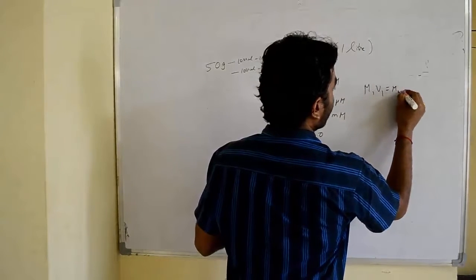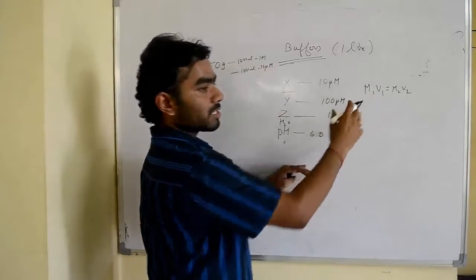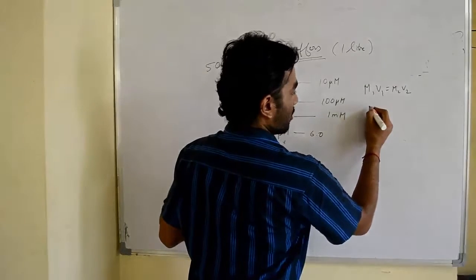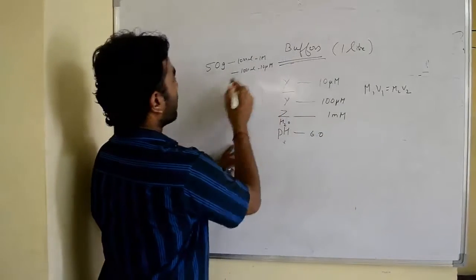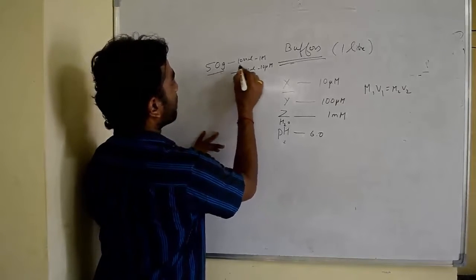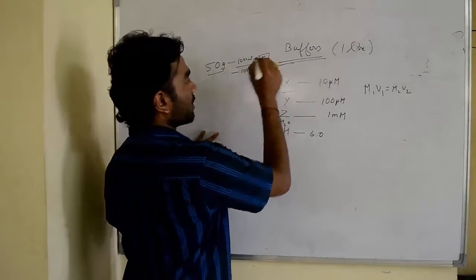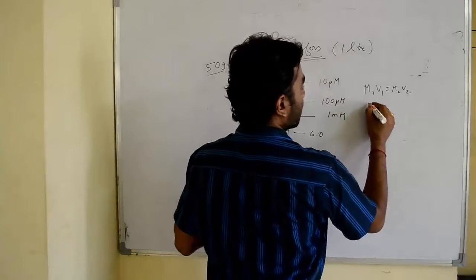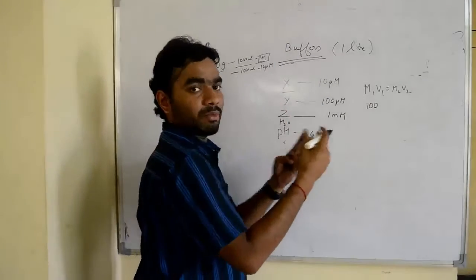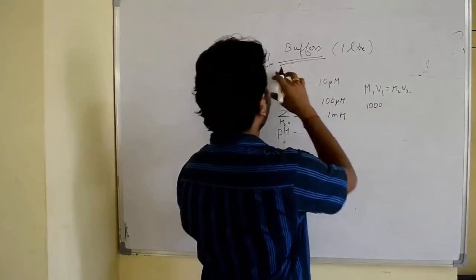M1V1 is equal to M2V2. Here M1 is the concentration which you have. Imagine it is a stock. I prepared this one as a stock here. So for example, I took 50 grams in 1000 ml. I got 1 molarity, and this is my stock solution, and I need 10 micromolarity. So I'm making it more simplified by taking it in micromolarity.